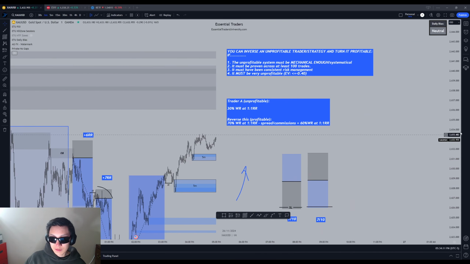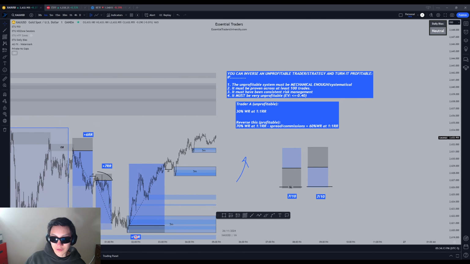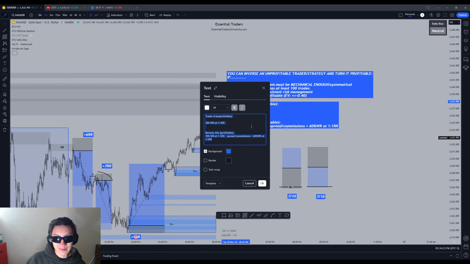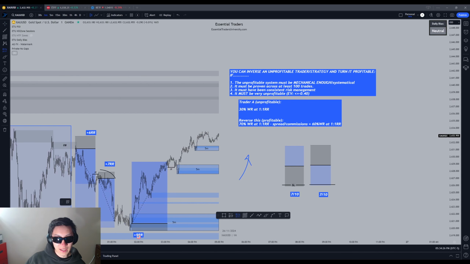That's how it works. So now that people understand this, when you're backtesting, if you find a strategy that has, for some reason, a 30% win rate at 1-to-1, or just anything that doesn't have an edge, just reverse it and it'll be profitable.